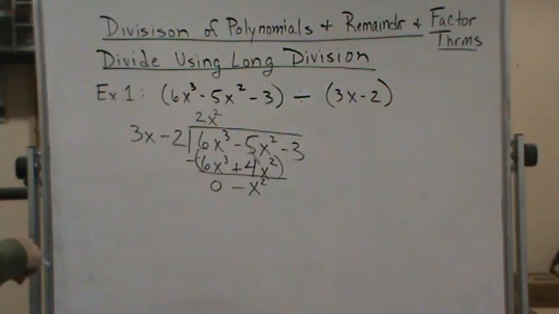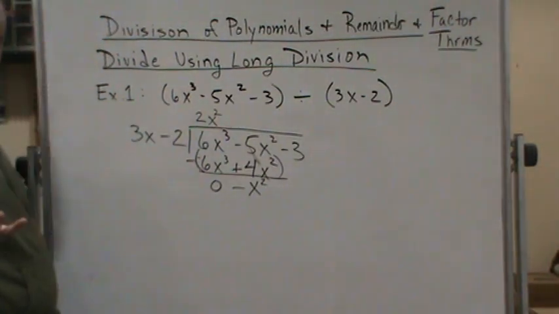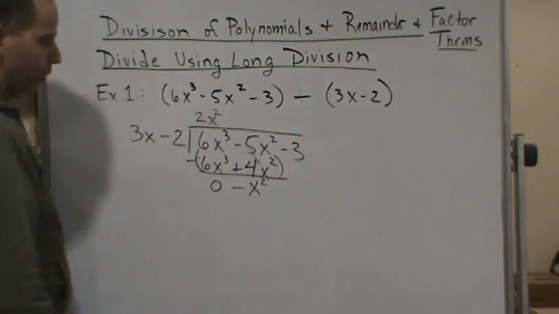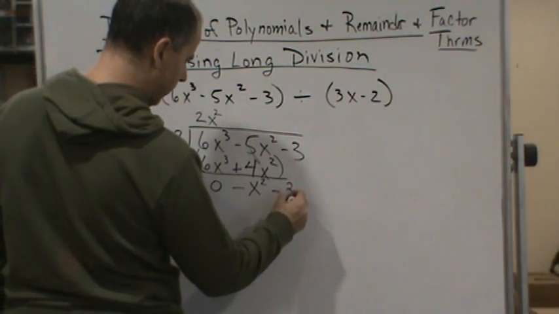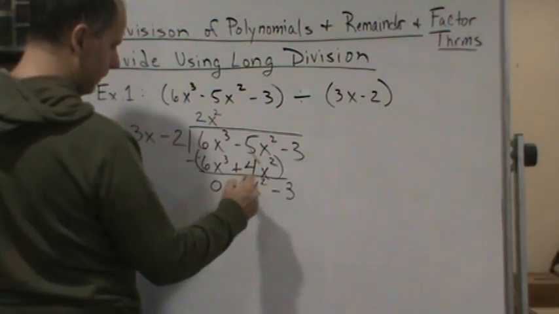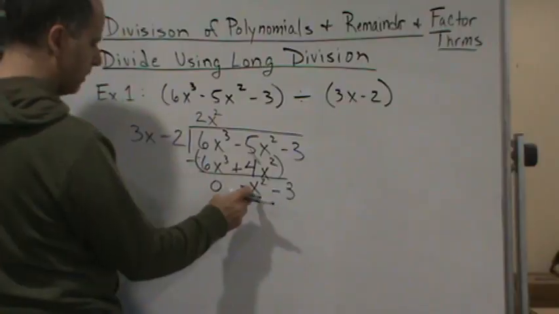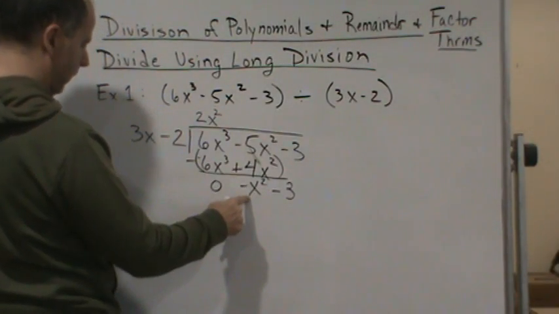Now the next step is to drop down, right? Remember, in the long division with numbers, we drop down the next number. Well, in this case, it's the next term. So we're going to drop down the minus 3, and now we've got this negative x squared minus 3. So now we do the whole thing over again. Now I'm going to say, okay, what do I need to multiply by here in order to get a negative x squared here?